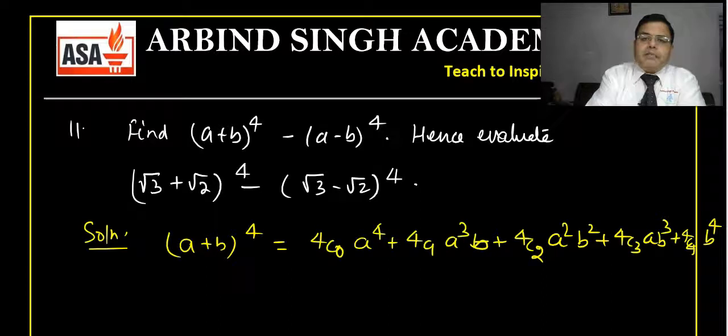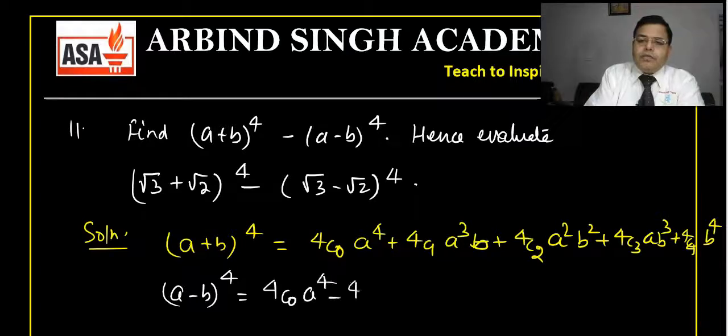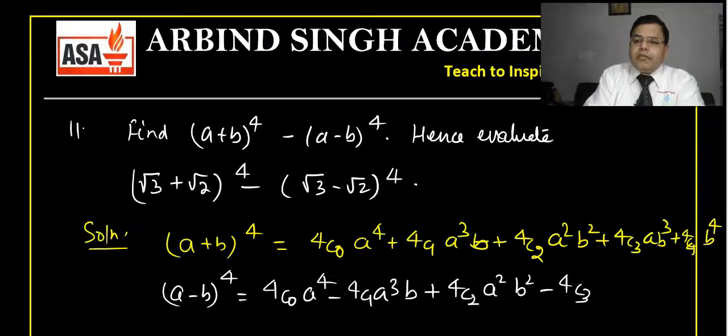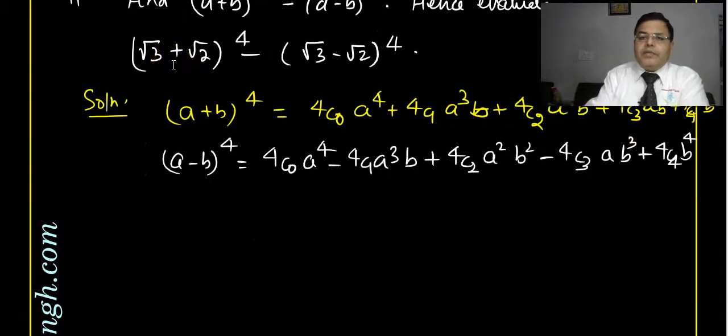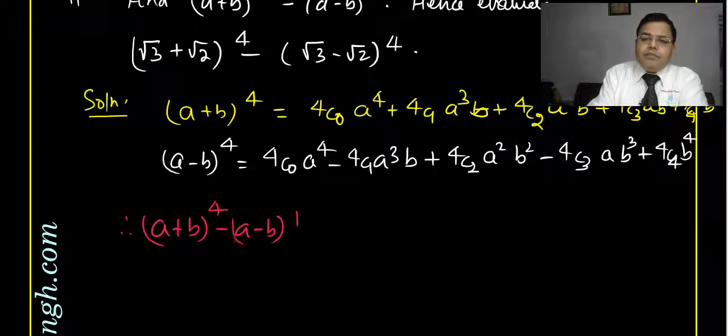Now a minus b whole to the power 4 is nothing else but 4c0 a to the power 4 minus 4c1 a to the power 3 b plus 4c2 a square b square minus 4c3 a b to the power 3 plus 4c4 b to the power 4. Now subtracting these two, so therefore if I can write a plus b to the power 4 minus a minus b to the power 4.